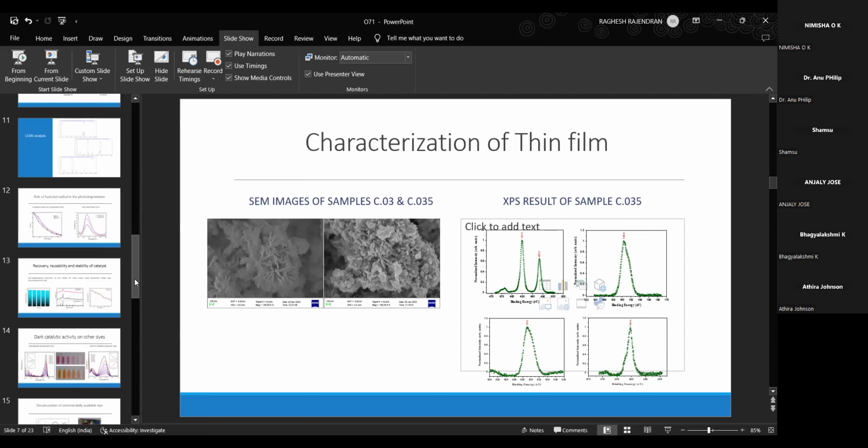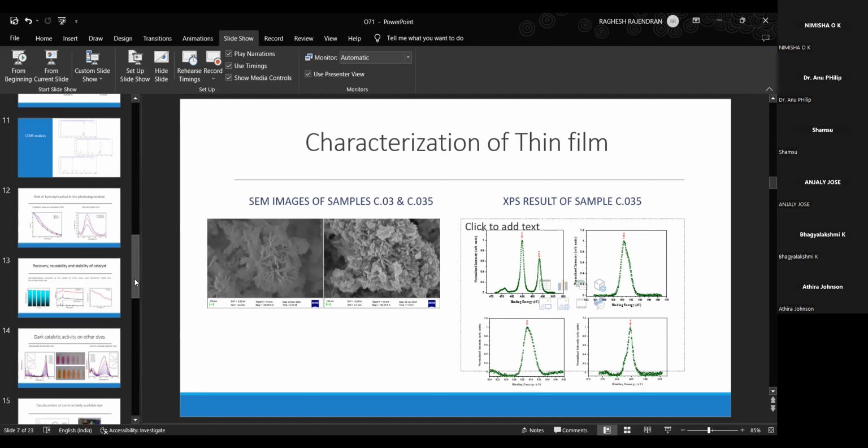And what about the shelf life of these films, both on glass as well as flexible films? Truly speaking, ma'am, after 3 to 4 months, it is degrading, changing color. That means it is having some reaction with the atmosphere. Yes.